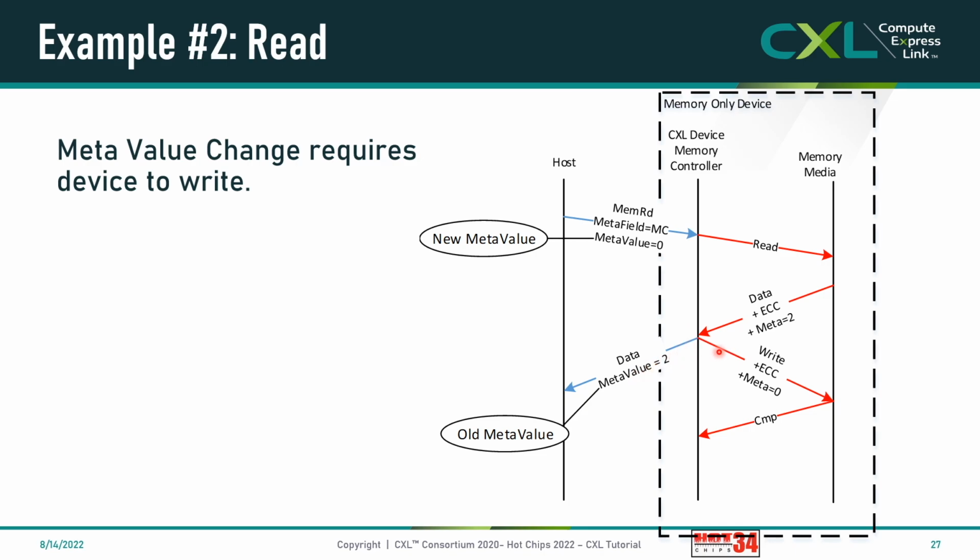And because the host provided a new meta value that's different from the value that's in the media at the time the read occurred, it needs to then issue a write back again to the media with the new meta value. And that would happen in the background and would get completion. And after you send the data back to the host, the device needs to guarantee that that new meta value is visible to any future reads.